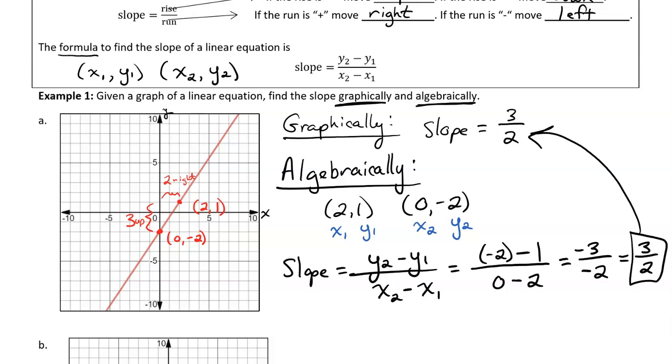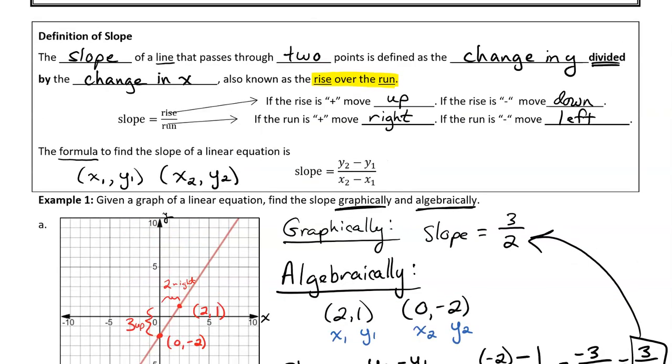So we're looking at slope to start us off. Remember that slope is rise over run. Depending on the sign of our rise and the sign of our run, we're either going to move up or down, or left and right.